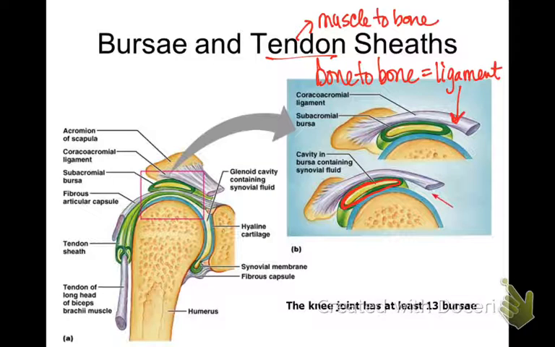If you remember, okay, oh, there's my Achilles tendon. What does that connect to? You touch it. Oh, it connects my calf muscle to my heel. Okay? And then here we have a tendon sheath with the tendon here that connects to the head of the bicep muscle, which would be the insertion end of the bicep muscle. I'm sorry, my bad. The origin end of the bicep muscle. Okay?